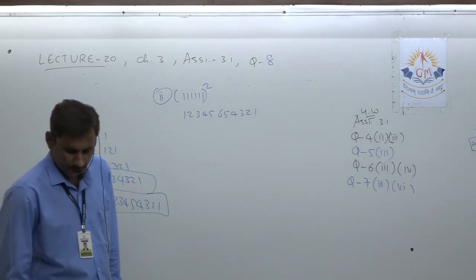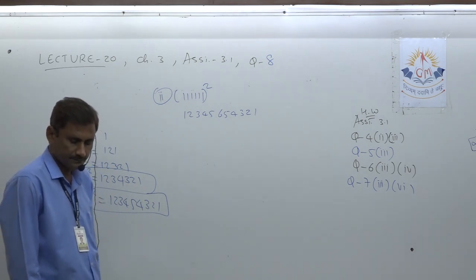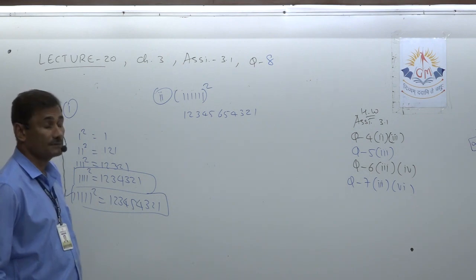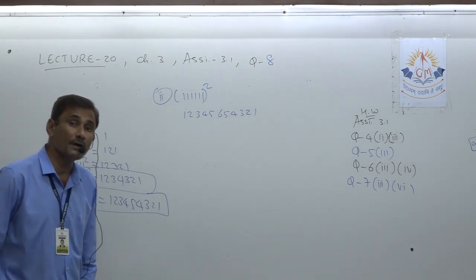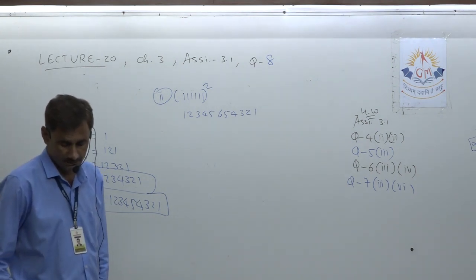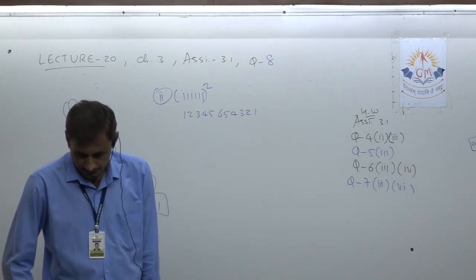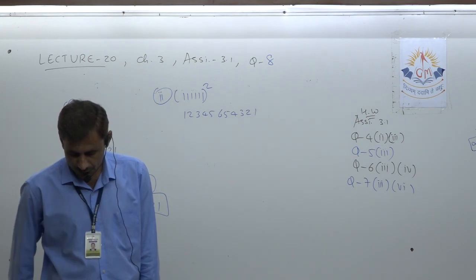Okay, so hope you understood this process. Without doing any calculation you can give the square of this number if all digits are 1. They have given a few examples also there.